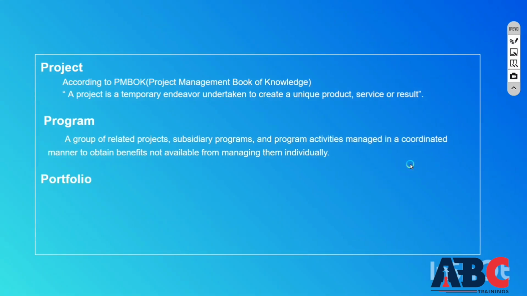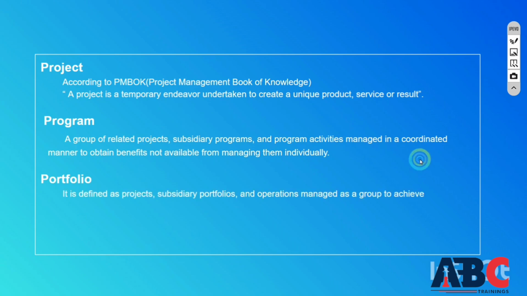So what comes after this program? We call it portfolio. So what is the meaning of portfolio? As we saw, a number of projects at one place is called a program. In the same way, if we group a number of programs at one place, then that is your portfolio. That is its definition: a portfolio is a group of programs and operations being managed.